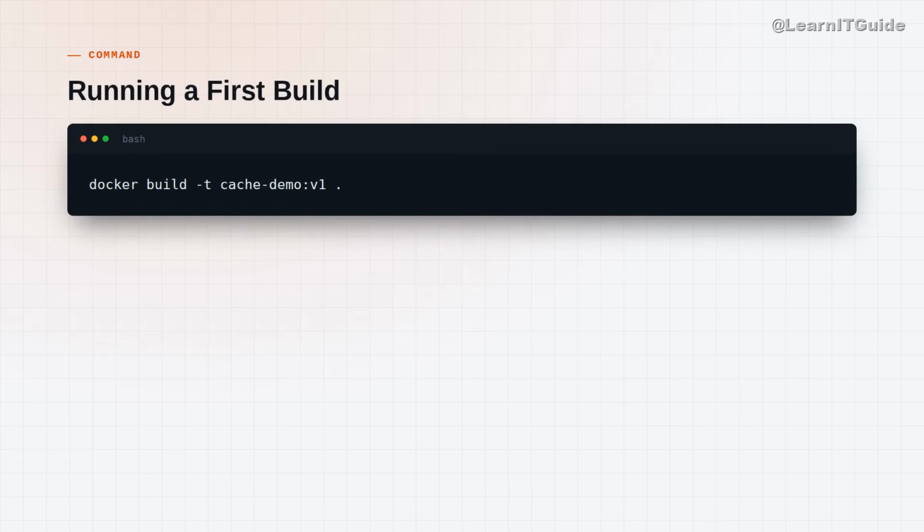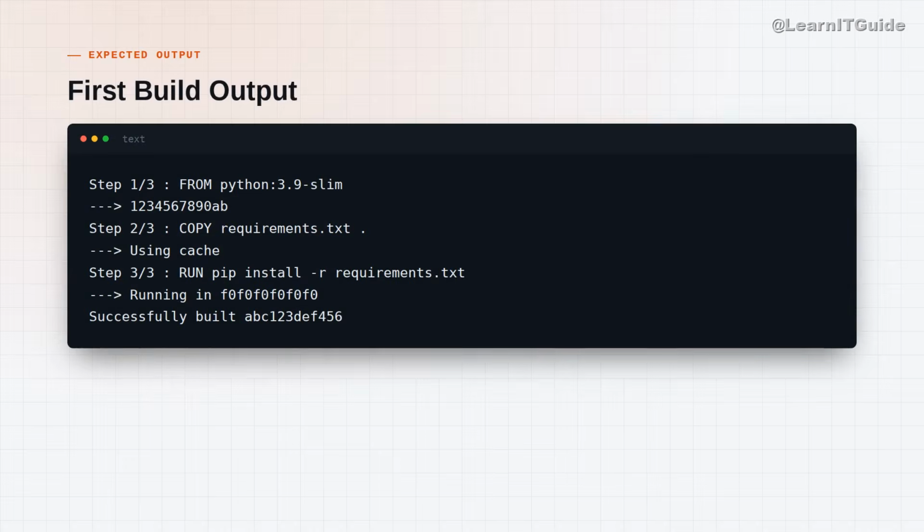Let us start by running a build. We use the docker build command with the tag flag to name our image. The period at the end tells Docker to use the current directory as the context. Watch the output closely. Notice how every step is executed. This is the first time Docker has seen this build, so it has no cache to use. Everything is being downloaded and installed fresh. This takes time, right? Perfect. Now we have a baseline for our cache.